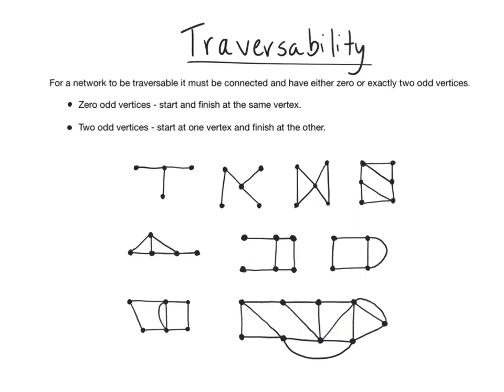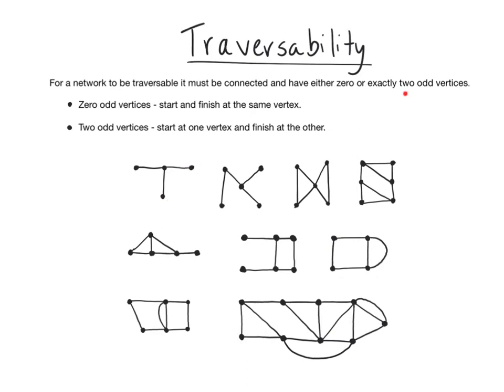So at this point here, I'm now going to let you in on the secret. For a network to be traversable, it just has to be connected, which all of these graphs are, but it has to have either 0 or exactly 2 odd vertices. So if you remember back to where we were talking about the even and odd degree of a vertex, in this first one here, we said that this one is not traversable, and that's because it has 1, 2, 3, 4 odd vertices.